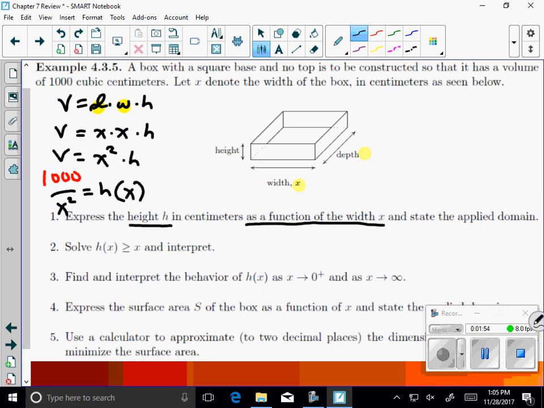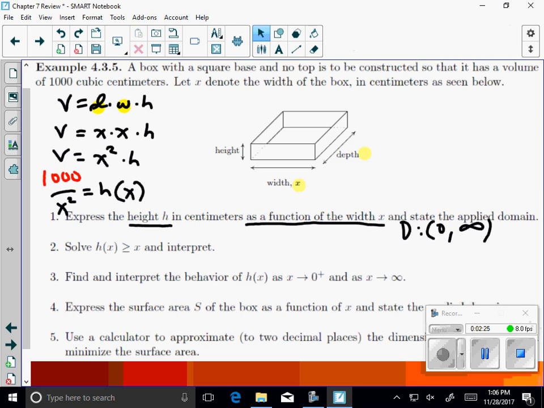That's done. Now let's state the applied domain. What would not make sense for a value for x? 0 or anything less than 0, right? But I could increase x as far as I want to. So what would be an applied domain for that? From 0 to what? Yeah, infinity. All right, so that would be a good applied domain.